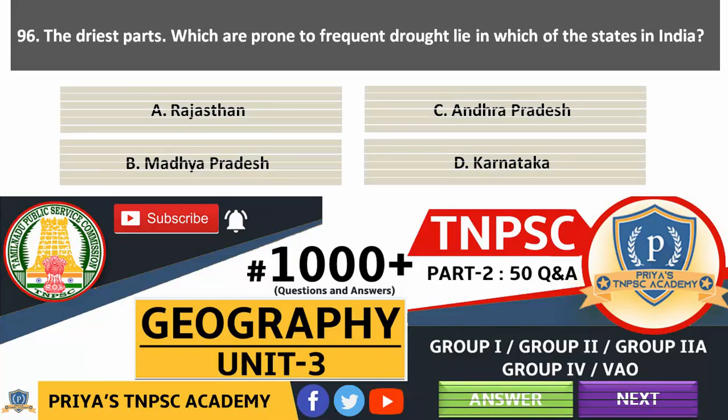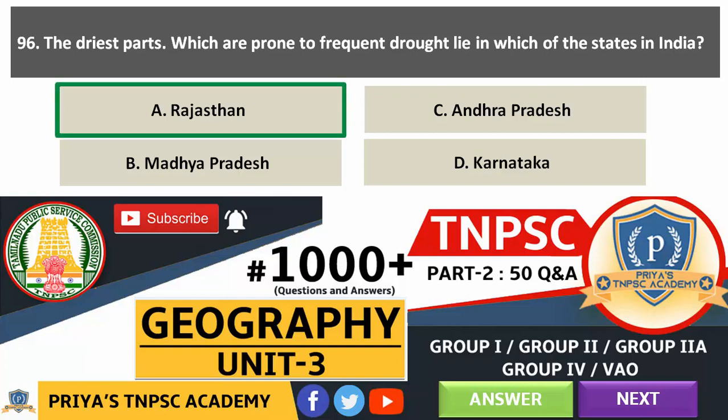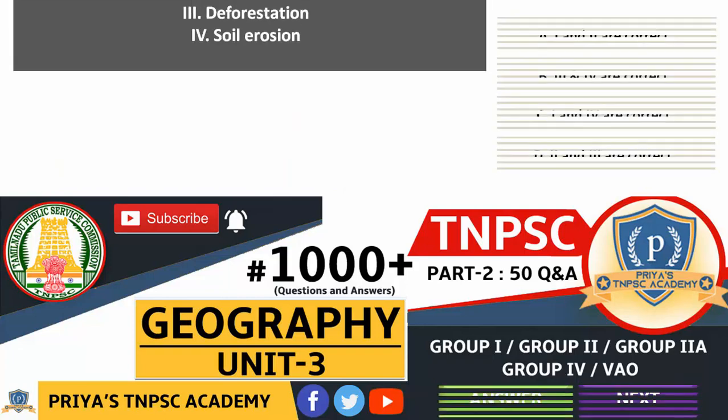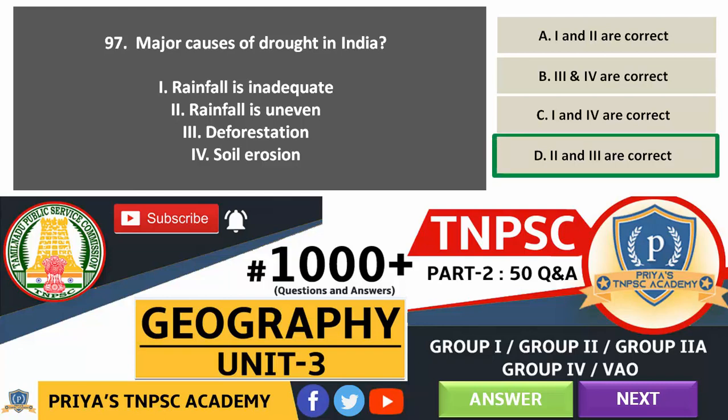Next one. The driest parts which are prone to frequent drought lie in which of the states in India? Answer is option A, Rajasthan. Next one. Major causes of drought in India. 1. Rainfall is inadequate. 2. Rainfall is uneven. 3. Deforestation. 4. Soil erosion. Let's see the answer. Option D, that is 2 and 3 are correct. That is, uneven rainfall and deforestation are the major causes of drought in India.